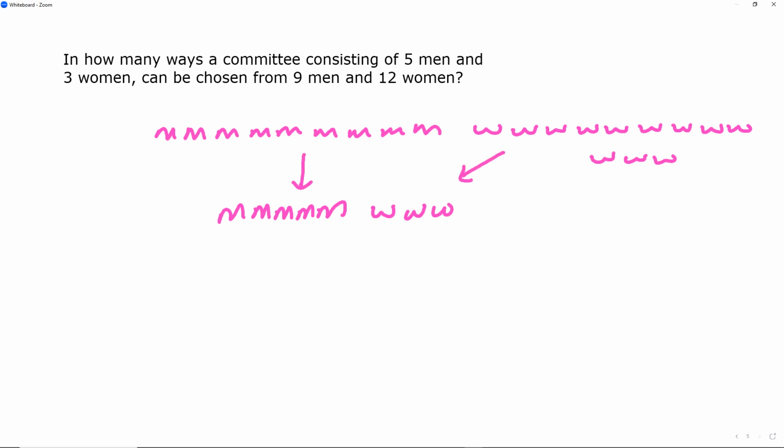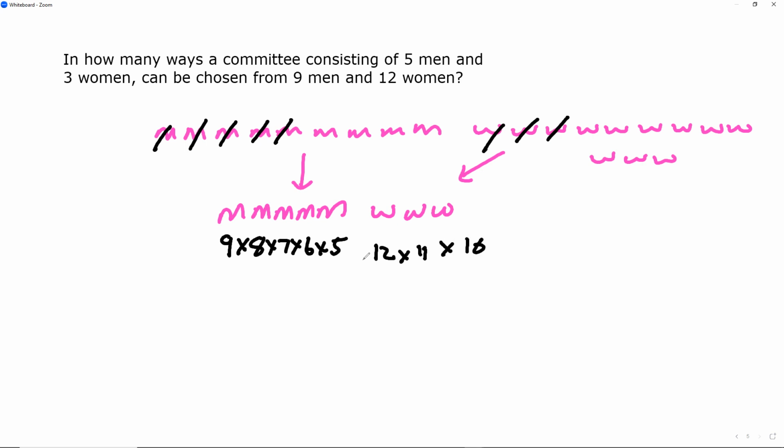So the first thing is, remember the first man, we have how many options? We have 9 options. Then we've chosen him. The next one, 8 options, 7, 6, and then 5 options available. With the women, it's exactly the same thing. It's going to be a total of 12 women in the first option, then 11, then 10. And there we start. All right. But now we're going to keep multiplying these across.